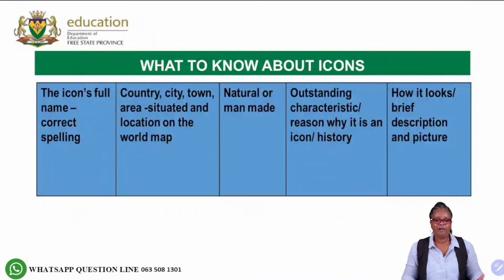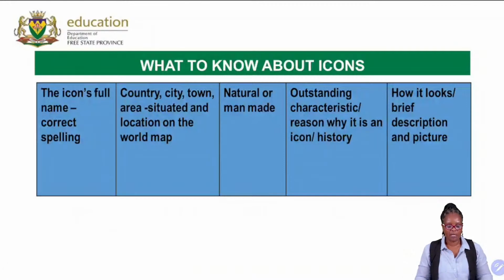So I have a table in front of you. As you can see, this table is divided into 5 columns. It will make your life easier when you are studying the icons. It will be easier for you to remember the icons and everything about them. Use this to drill through the icons. In column 1, you need to have the icon's full name.